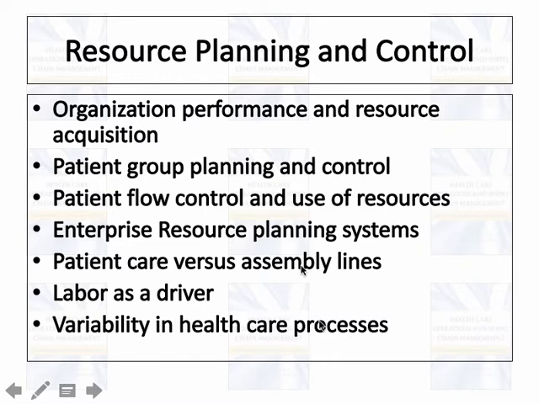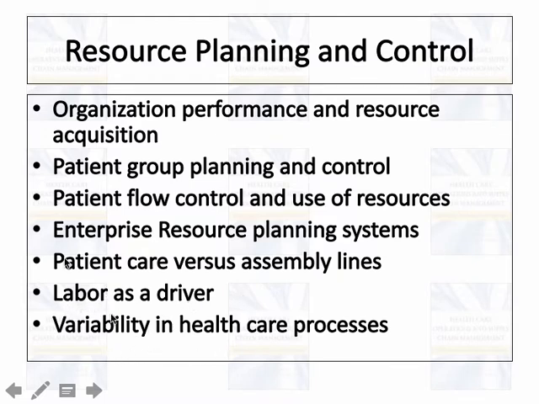Previously, we had ERP systems for assembly lines. We want to produce a table. It needs legs, it needs a top, it needs painting, it needs finishing and all that, packaging. But in a hospital, resource planning is different. Resource planning has patient care in it, which has a lot of randomness actually involved. So the parameters are not as accurate and certain as on an assembly line. That's what you have to take into account.